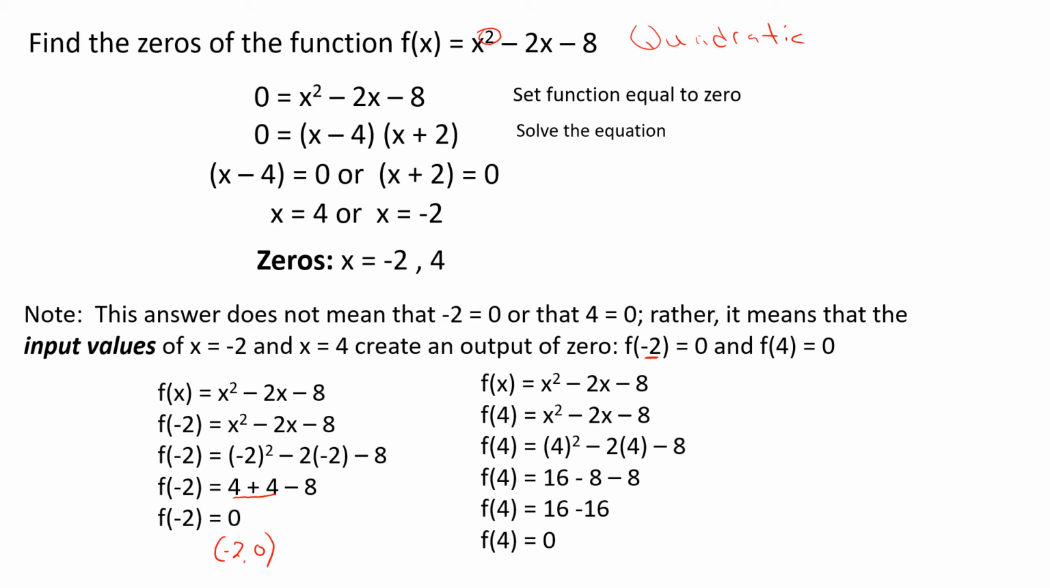Same thing if we plug in 4. What we find out is that our function then ends up solving to 0 when we plug that value in. All right, and so we get (-2, 0) and (4, 0). So it's not -2 equals 0, it's the function of -2 that equals 0.